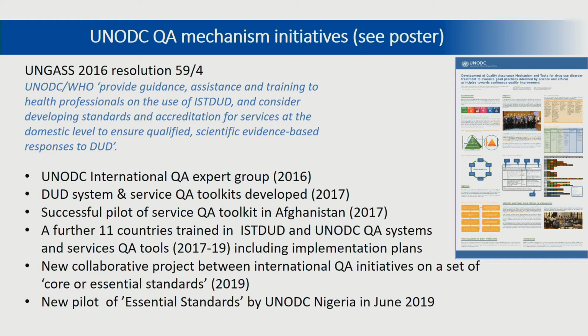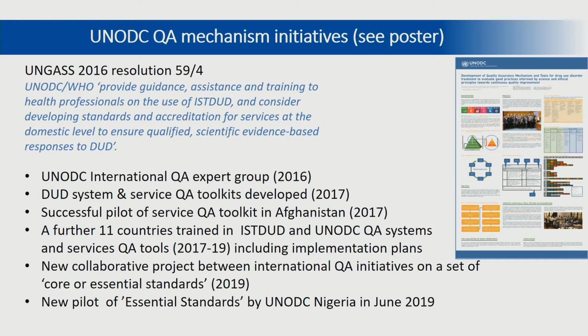Okay, so after this document was produced, UNODC then convened a group of quality experts, or quality nerds. There's some of us in the room. Randy, you were on the group. You're a quality nerd like me. So this expert group was convened from people all around the world. And we looked at different quality assurance systems. We then came up with a couple of toolkits, one for services and one for systems, that closely referenced ISTDUD. We then piloted the Quality Assurance Services Toolkit in Afghanistan. We've now trained and worked with a further 11 countries to look at how this Quality Assurance Toolkit plays out.